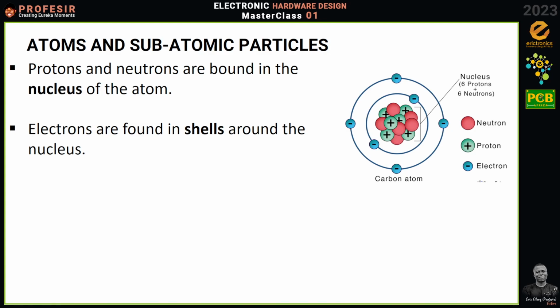Now, basically, shells are, should I say, regions of space around the nucleus where there is a higher probability of locating an electron. Pictorially, we draw it as a circle, but it doesn't mean that the electrons are in a circle running about. No, that's not what is happening. This is just a mental model for us to simplify things and work with it.